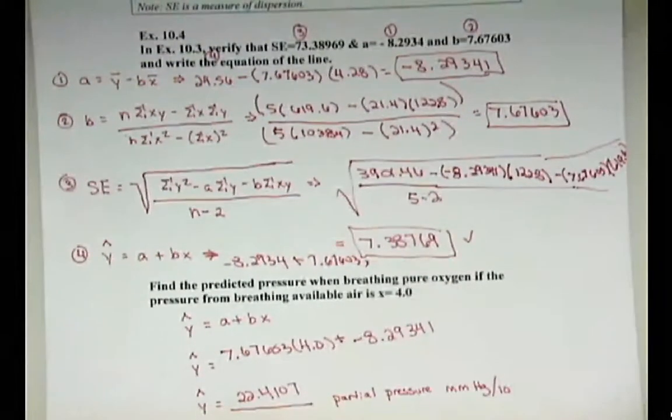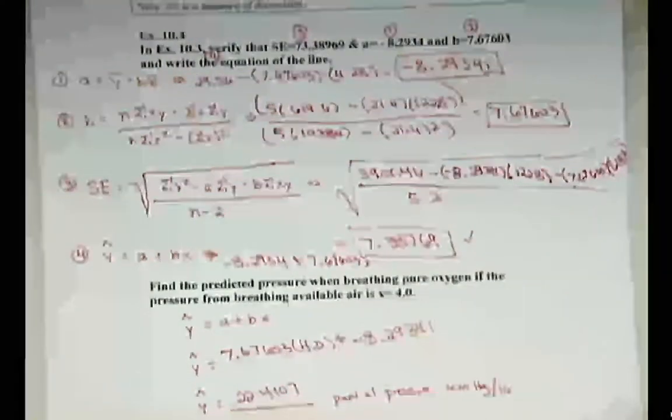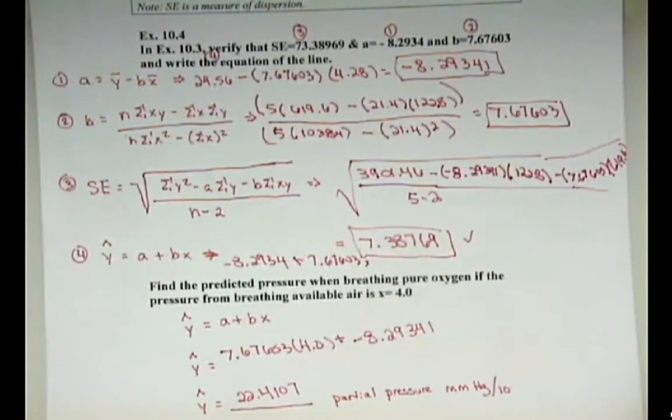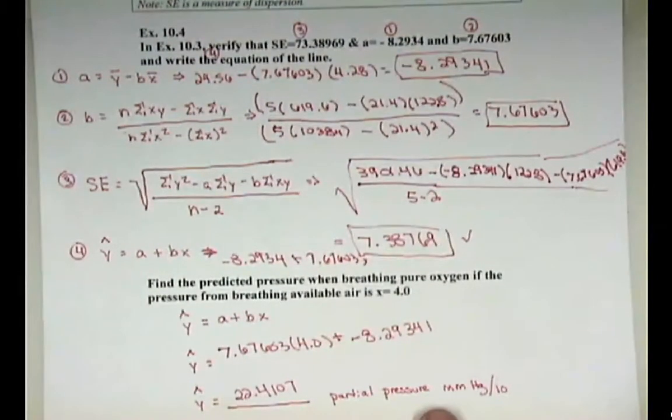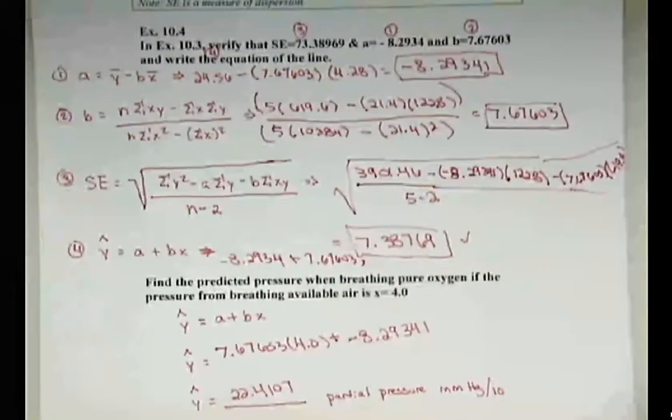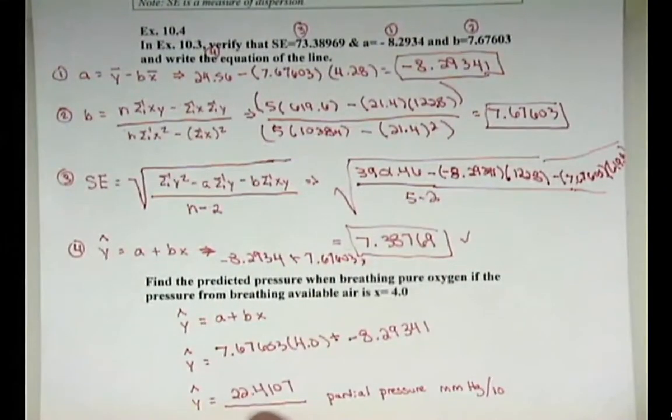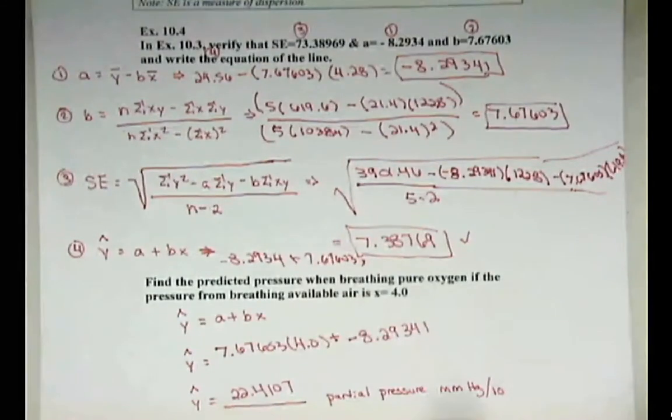Roundabouts, partial pressure, mmHg over 10 millimeters, I assume. I don't know what Hg is. Over 10, some kind of medical unit, which is great. But that should be our answer for yPredict, and you've done yPredict before. We did it on a few pages back. So that's how you calculate the SE.